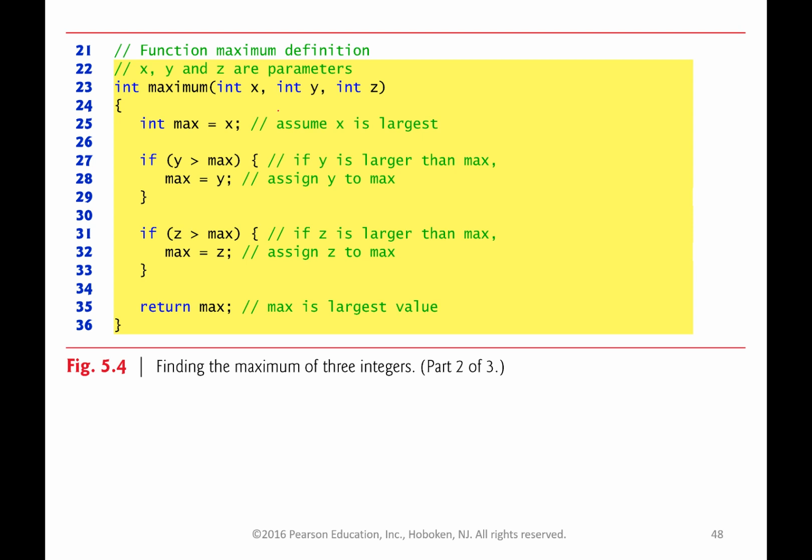So here we have some code. We initialize a variable, int max, equal to x. That's a local variable of type integer, and we set it equal to x. And we say if y is greater than max, then make max equal to y. If z is greater than max, then make max equal to z. So we're just comparing the values. We return max. That's a relatively simple function, and that's the easiest way of showing how a function works.